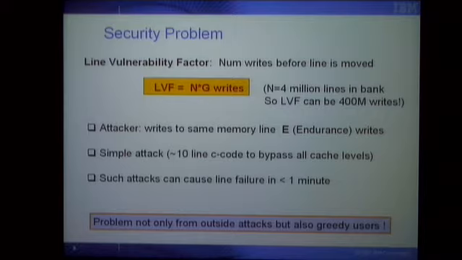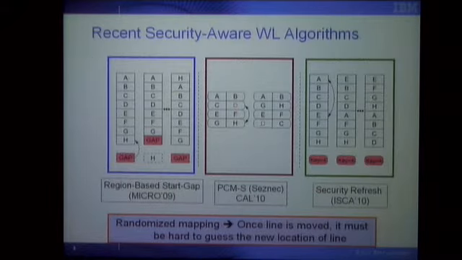And such codes are fairly easy to write. You need only about 10 lines of C code to write such a stream that can essentially bypass all the caches and write to the same memory line again and again and again. And this is a problem not just from external attackers, but also from greedy users, because if you want a new machine before your end of warranty period, you can, right before the warranty period, try to kill your memory and get a new machine. So this is a fairly important problem, and several people have looked at it.